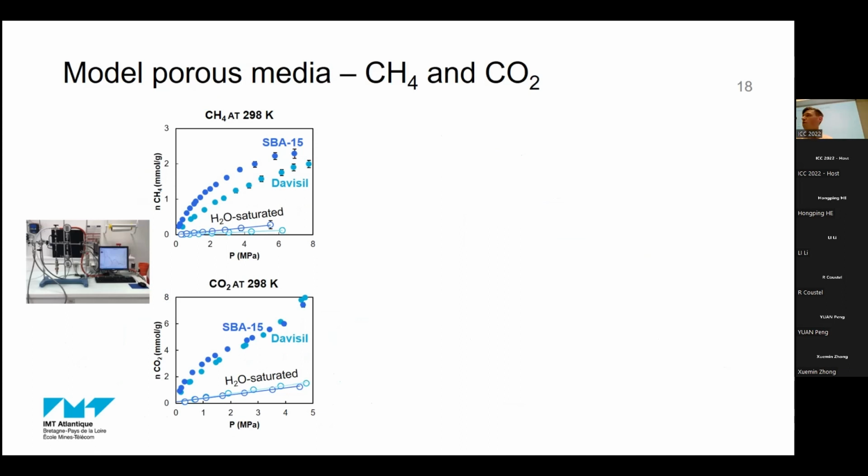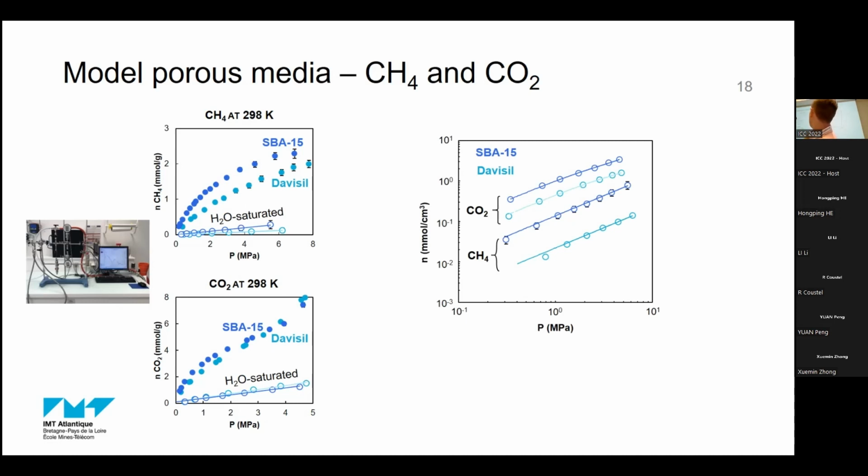So using the same equipment, we measured methane and CO2 isotherms for dry and saturated materials. And as you can see, both solids lose almost 90% of their adsorption capacity. So how can we interpret these isotherms? We can try to attribute the amount of gas adsorbed not to the mass of dry solid, but to the amount of water contained in the solid. And going to the logarithmic scale, millimoles per milliliter as a function of pressure, we will obtain linear plots. And in this scale, we can compare the uptake with the solubility of gases in bulk water, which we can find in literature.